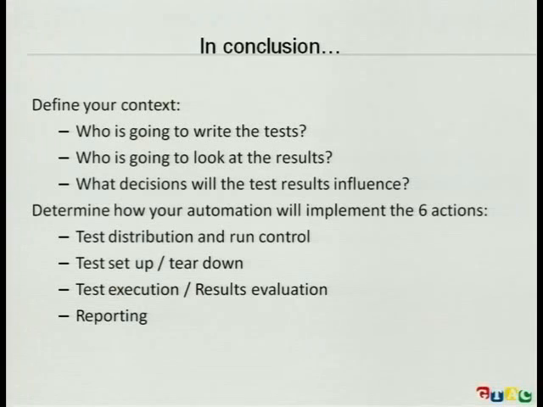Define your context, know who's going to write the tests, who's going to look at the results, what decisions your results are going to influence, and then think about how the answers to those questions affect your implementation of the 6 actions. And yes, I know I only have 4 bullet points up there for the 6 actions. So if you do all those things, you'll be able to design the system that fits your needs and gives you what you're really trying to do. Solves the problem, the particular problem that you're trying to solve with automation.